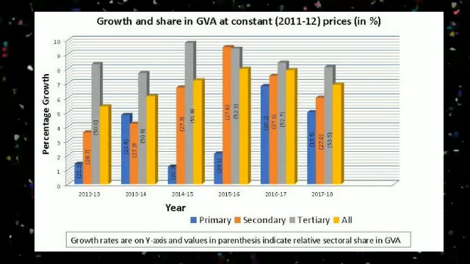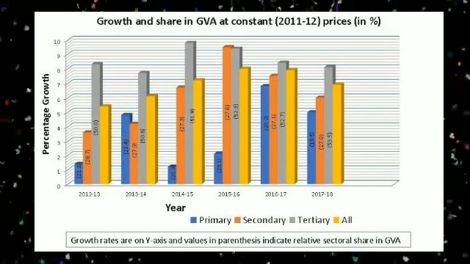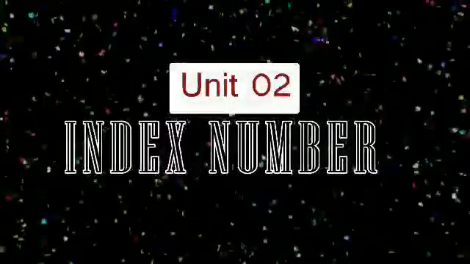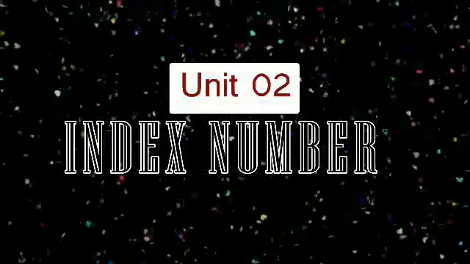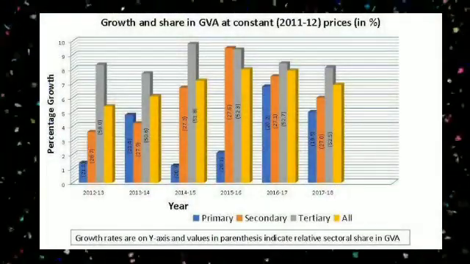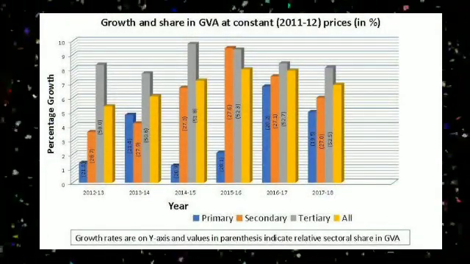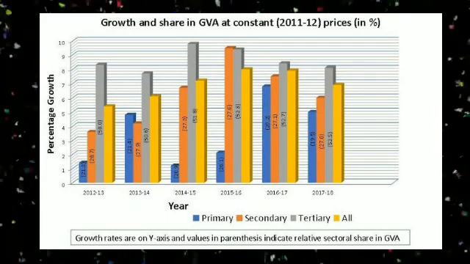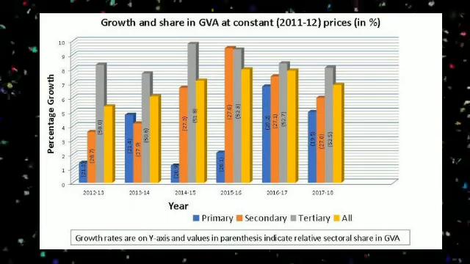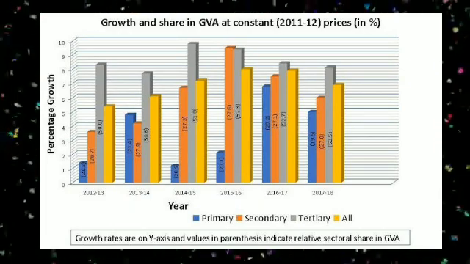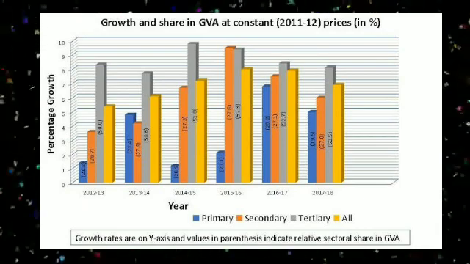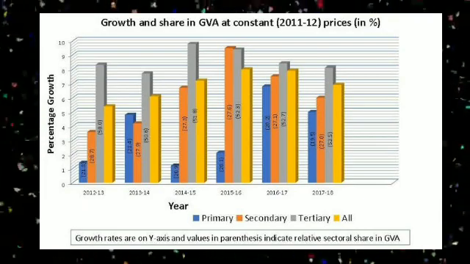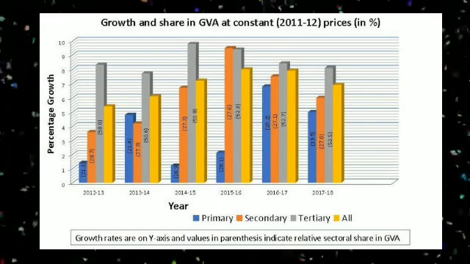In the previous session, we discussed the formulas of the simple aggregative method and the simple average of relatives method. Also, we solved a few problems based on the first method, that is the simple aggregative method. In today's session, let us solve problems based on the simple average of relatives method, which includes both AM and GM.